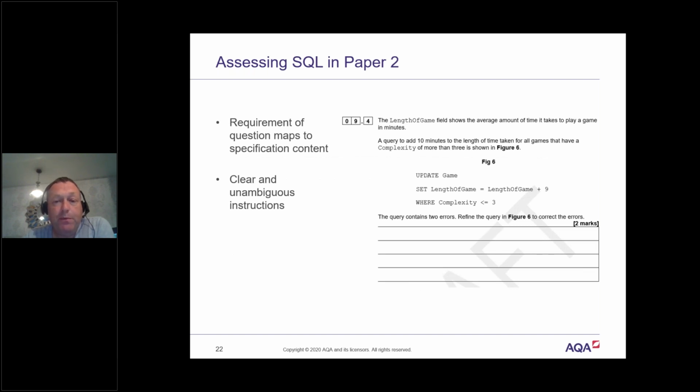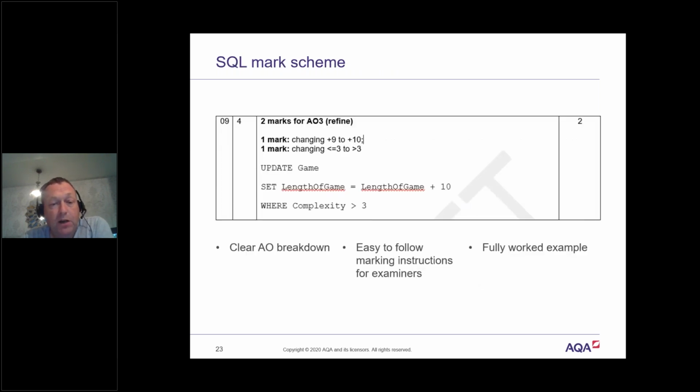So again, with paper 2, it's a fairly standard examination paper. But again, there'll be fairly clear and unambiguous instructions about what the students need to be able to do, okay? And again, in the mark scheme, we always give a breakdown of the AOs and the marking instructions, and then we'll give an example. With the example, it's a model answer. It's not the only answer, okay? Because unlike most questions where there is only one answer, with programming, we're aware that there will be a variety of answers in the way students answer programming questions.